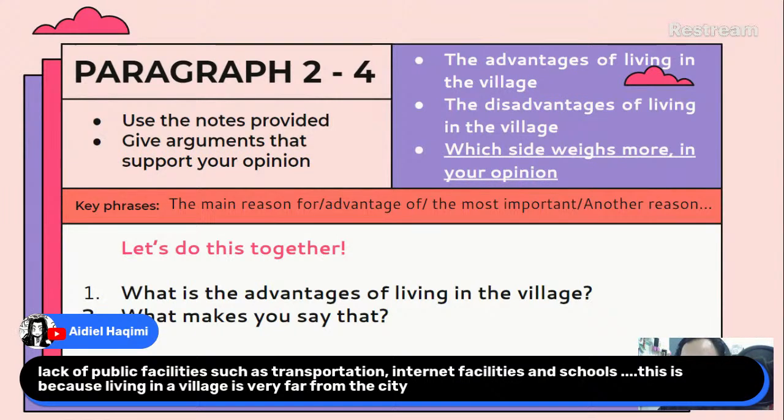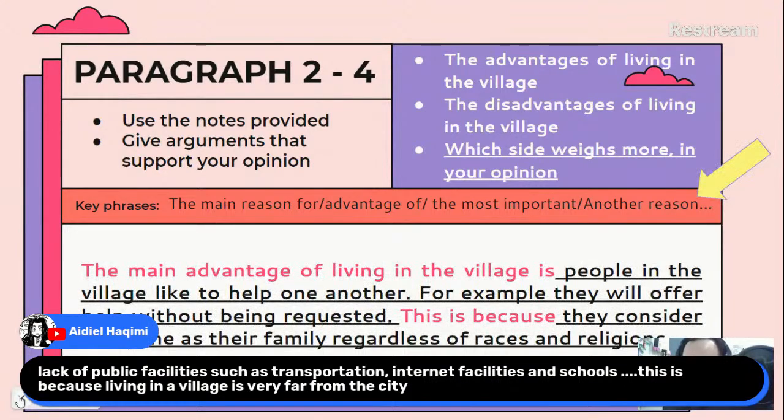Okay, we have Aidil Hakimi over here. Lack of public facilities such as transportation, internet facilities, and schools. This is because living in a village is very far from the city. So I guess this is the disadvantages of living in a village. Okay, so if you can put it into the sentence like what I mentioned just now, dia akan jadi the main disadvantages of living in the village is lack of public facilities such as transportation, internet facilities, and schools.